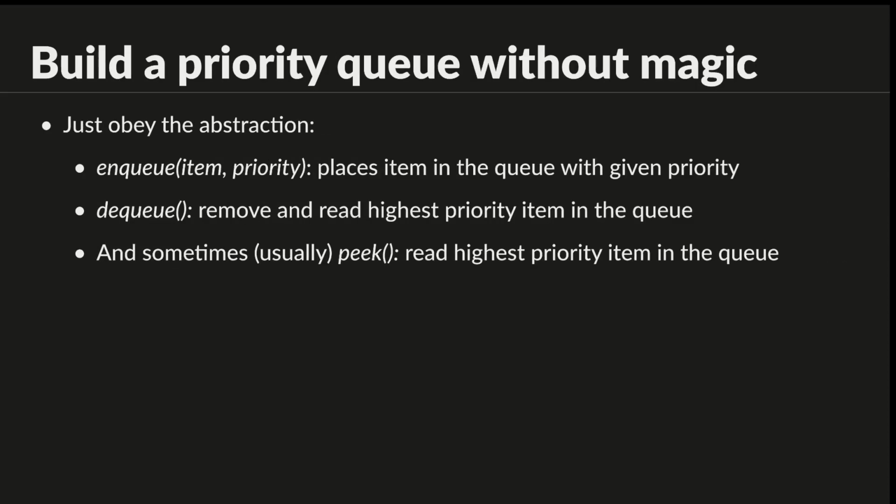So what are some ways of implementing a priority queue abstract data type? There's loads of ways to do this. And remember, you have to obey the abstraction. Enqueue to add items with a given priority, dequeue to remove and return items with the highest priority, and peek to see what the highest priority is without removing it. And that's all the ADT is.